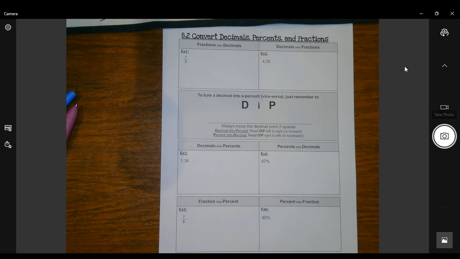Hello, my little mathematicians. Today, we're going to review how to go back and forth between fractions and decimals, and then learn how to go back and forth between fractions, decimals, and percents.